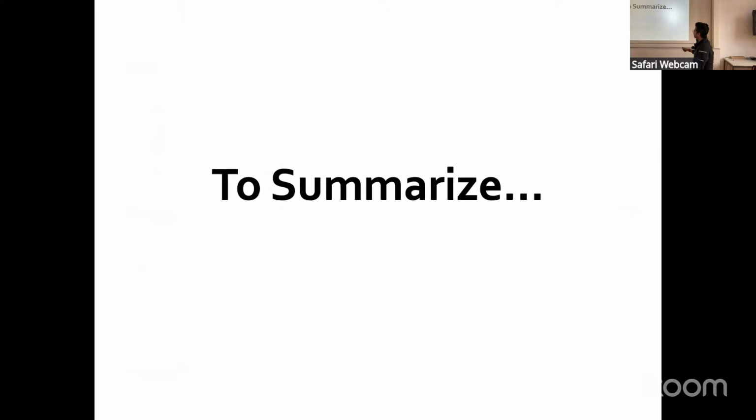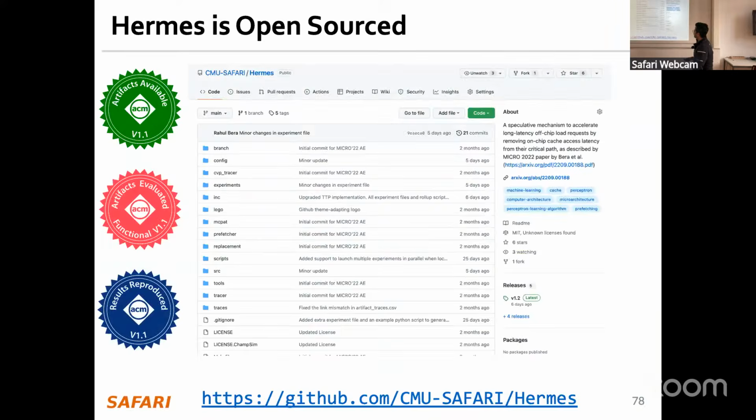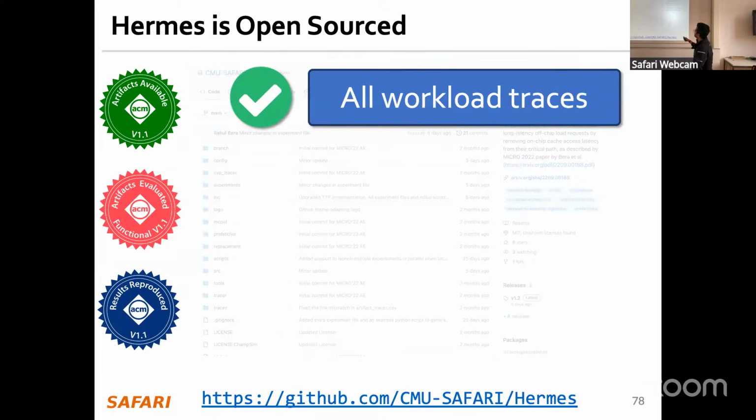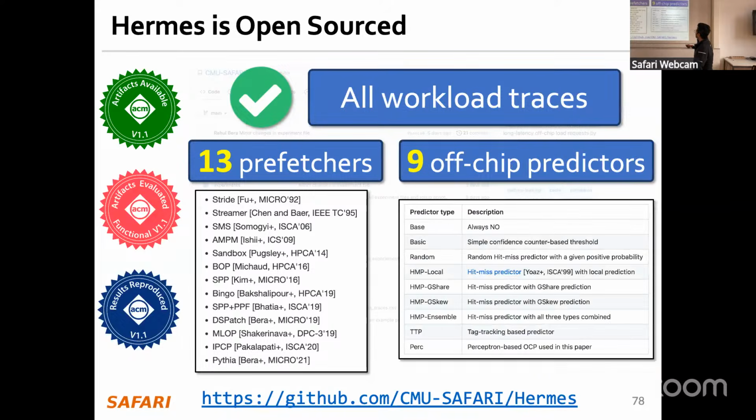I'm just going to summarize before going to the next work. We are basically advocating for off-chip load prediction, which is a different form of speculation than what prefetching does. And we showed that it can either be applied by itself or combined with load address prediction, which is made by prefetchers, to provide performance benefit. All of these prefetchers, the workload traces, and all of these off-chip load prediction mechanisms are open source. So if you want to work on this, it's a good thing to work on.